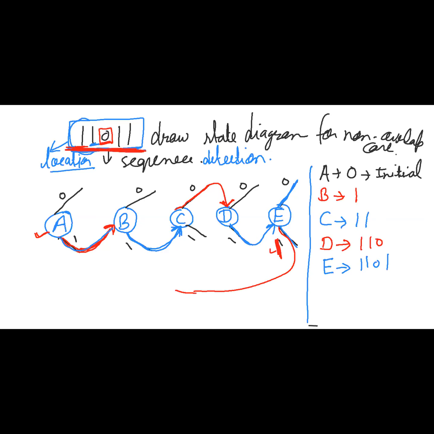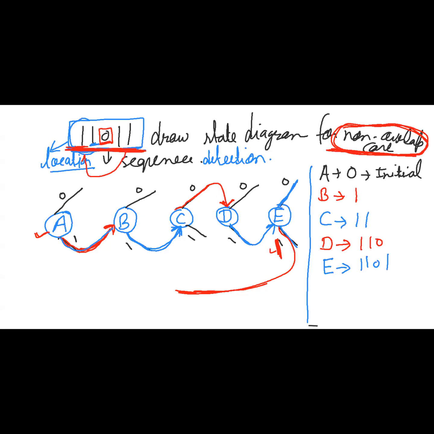So if I choose this one, where will I go? To A. Very good. Why? Because it's the first element. No, it's non-overlap. If you remember what I explained last week, non-overlap means we need to start from the beginning again.